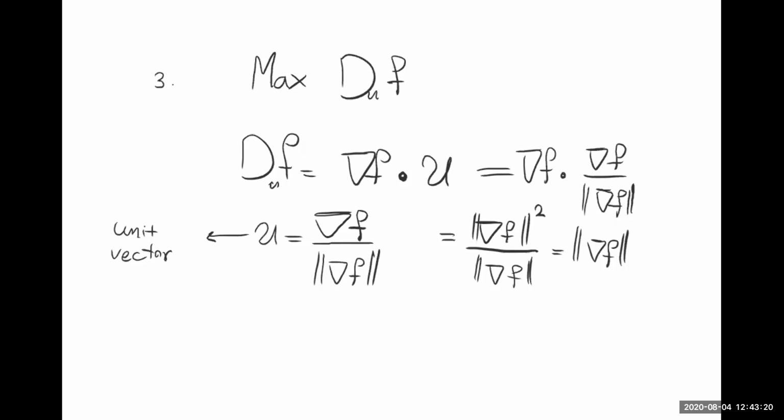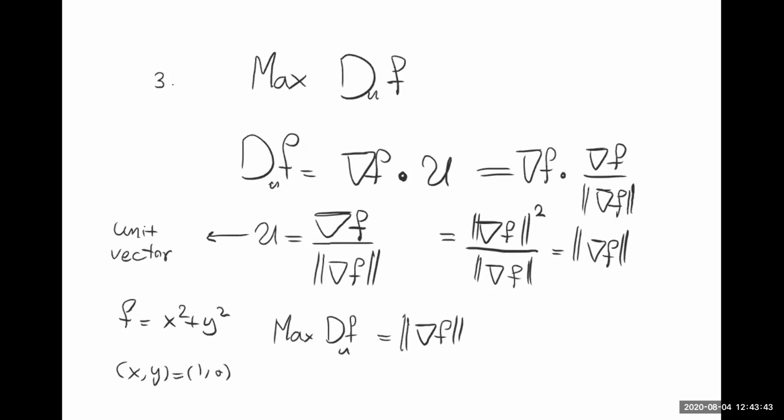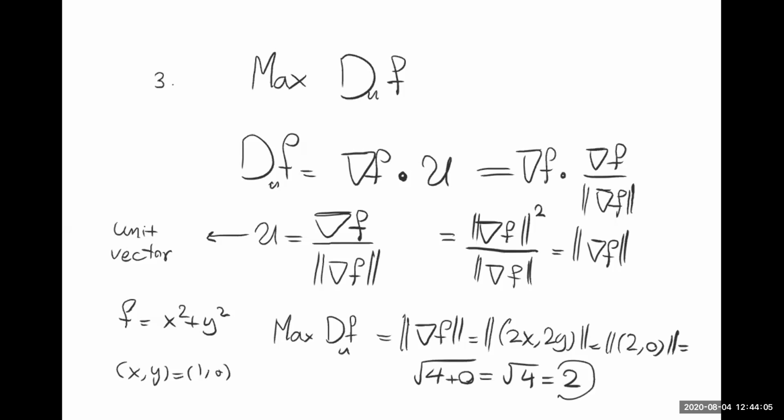So for example, if we have a function f equal to x squared plus y squared, at some point, say x and y equal to 0 and 1, if they ask us what is the max of the directional derivative of f in any direction, we should say the max is equal to the norm of the gradient, which is the norm of this vector: the derivative of f with respect to x, which is 2x, and 2y. At this point, this is equal to 2 and 0. The length of this is the square root of 2 squared, which is 4, plus 0 squared, so the square root of 4, which is 2. So at any point, the maximum of the directional derivative is equal to the length of the gradient vector of f.